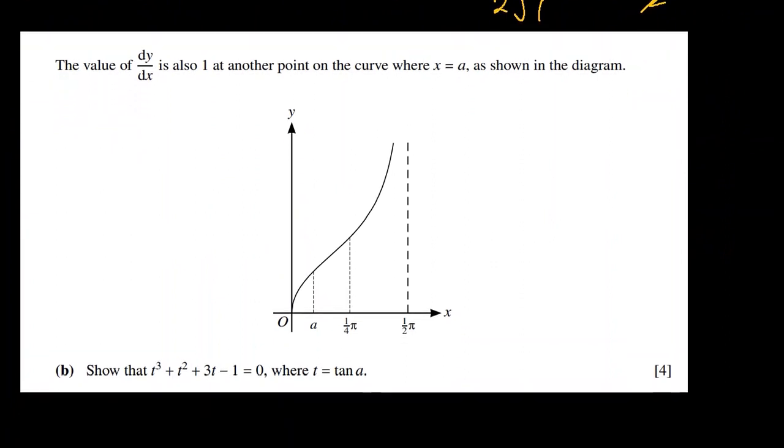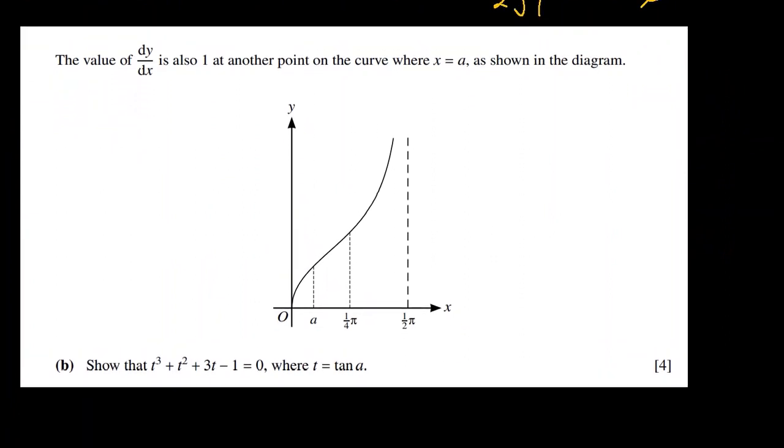Let's look at the second part. What are they talking about? They're saying the value of dy over dx is 1 at another point. So it is 1 here at pi by 4. This is 1 at another point, they're saying, which is a. Show that t cube plus t square blah blah blah when t is tan a. So each t represents tan a, not sine a, tan a at this particular position.